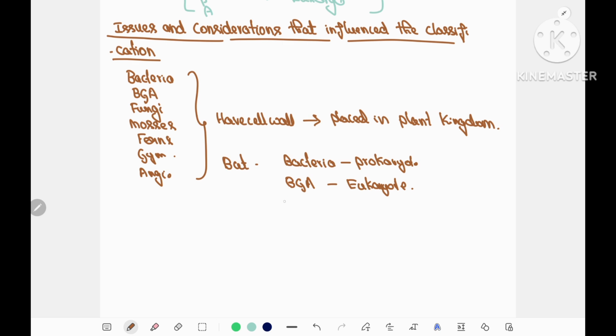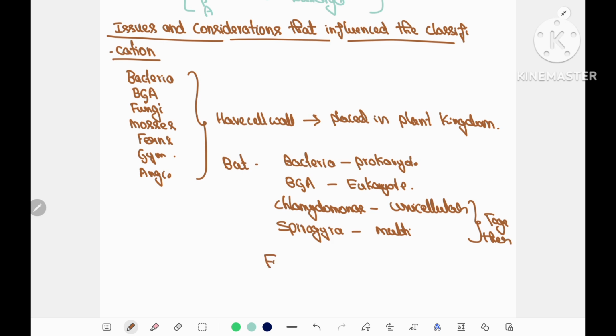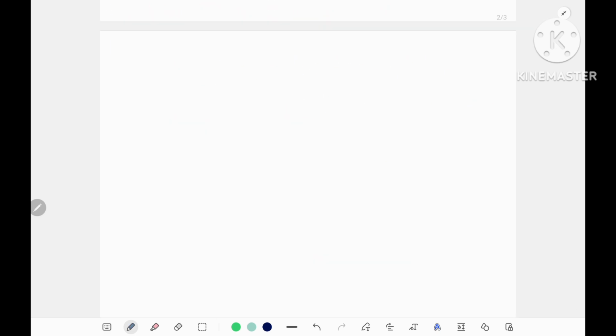But here you have to see one issue. Bacteria is prokaryote, blue-green algae is eukaryote. Chlamydomonas is unicellular, Spirogyra is multicellular. So here there is a morphological as well as structural difference between the organisms, and also fungi is heterotrophic, green plants are autotrophic, but all of them have a cell wall, and even between fungi and green plants there is a difference in the cell wall composition as well. Fungal cell wall is made up of chitin, plant cell wall is made up of cellulose.